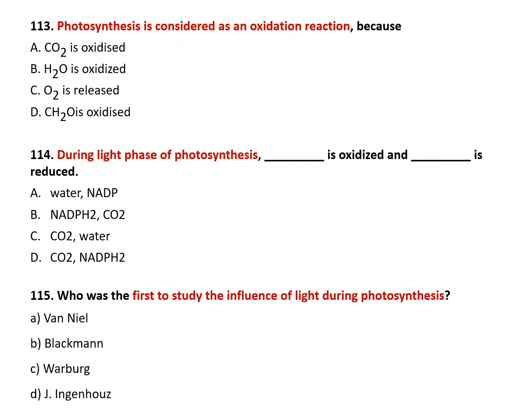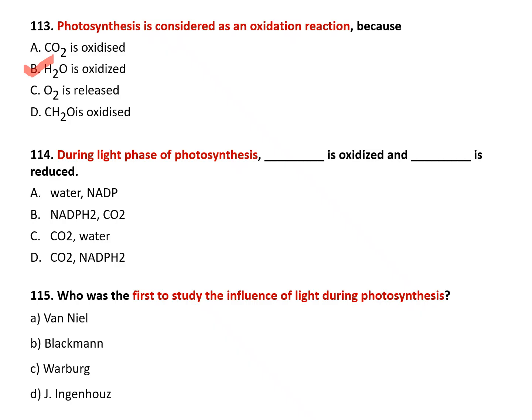The next question, number 113. Photosynthesis is considered as an oxidation reaction because: option A, carbon dioxide is oxidized; option B, water is oxidized; option C, oxygen is released; option D, CH2O is oxidized. The correct answer is option B, water is oxidized.